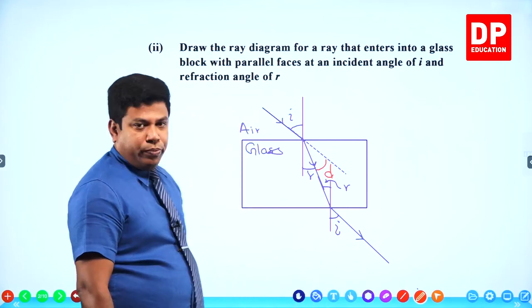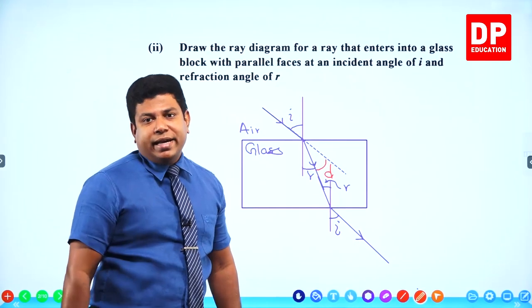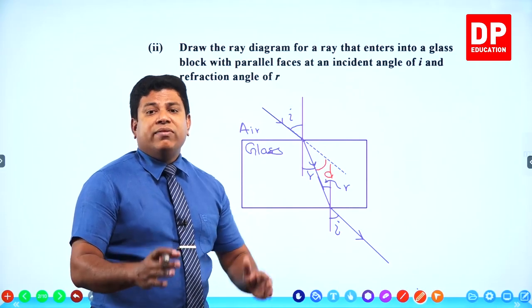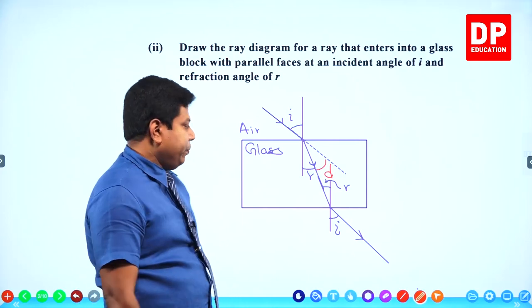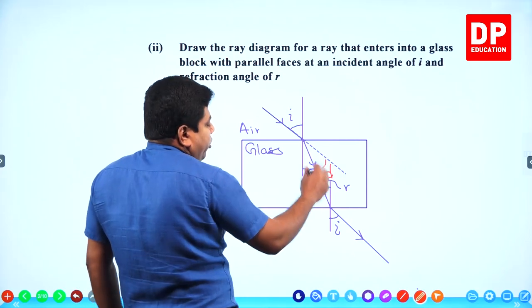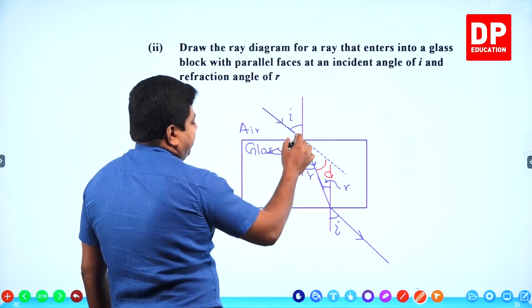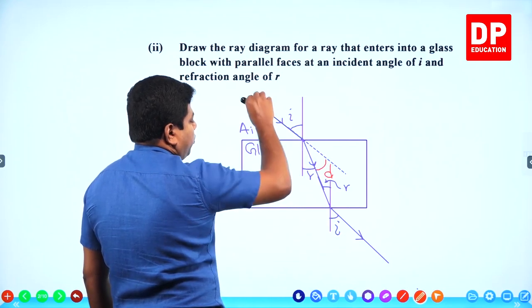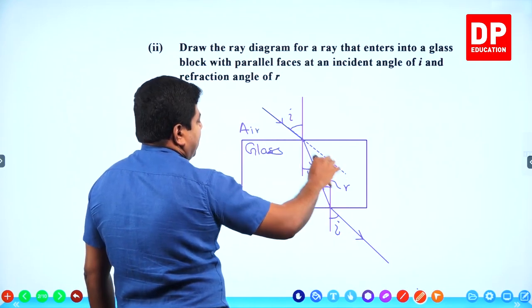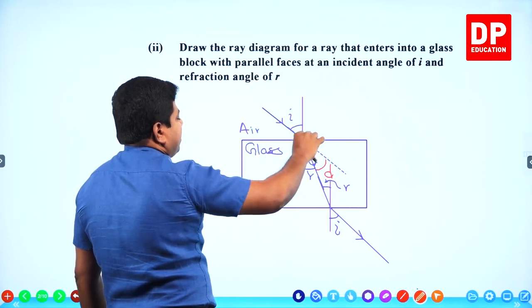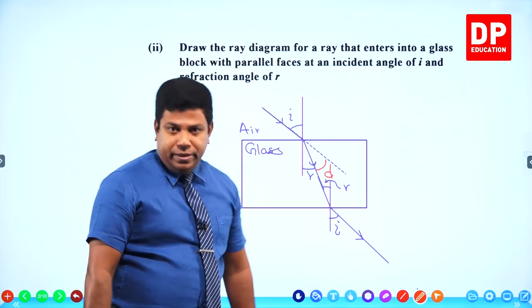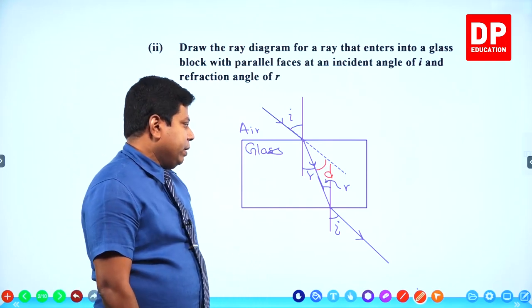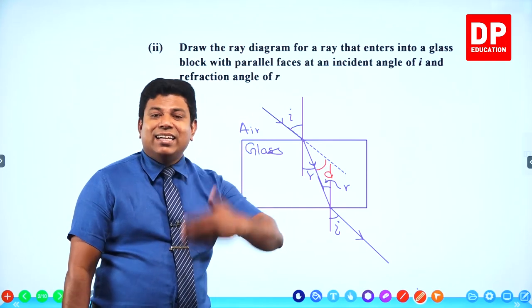And I can mark this as the emergent ray, with the arrow. Always when you draw ray diagrams, make sure you put the arrows. If the arrow is not there, you will lose marks on the diagram. Another thing when you are drawing, you have to be careful. If this is I, this is also I, which means both are parallel. The ray of incidence and the emergent ray both have to be parallel. Be careful on that. Now they ask you, what is the lateral displacement?